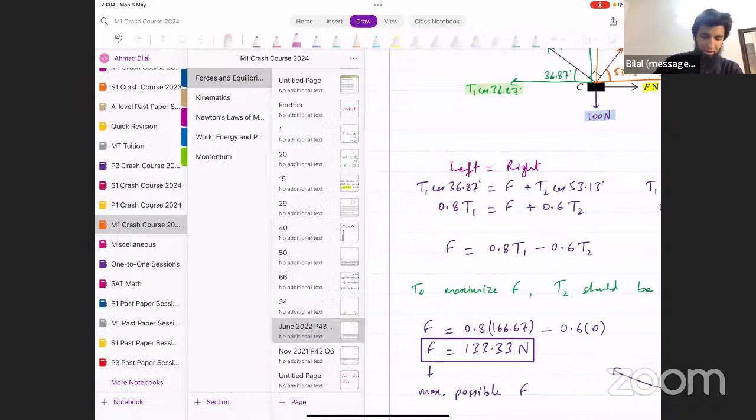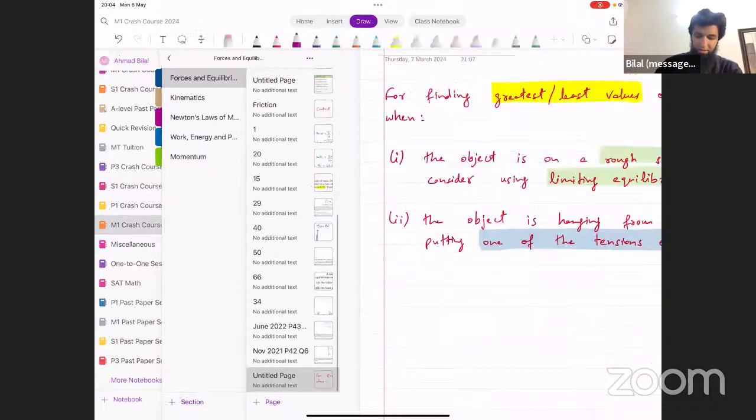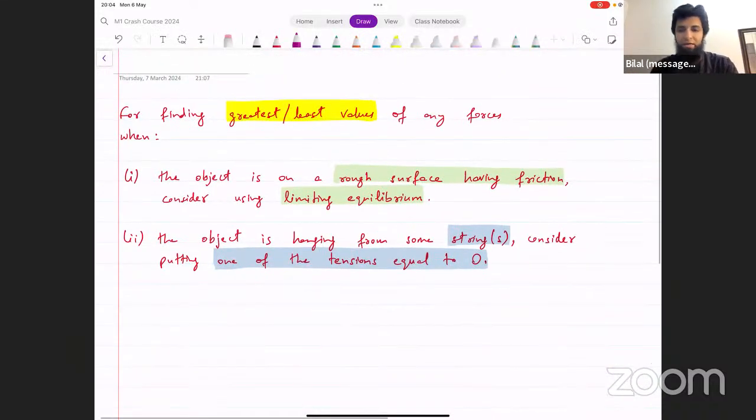So this is the summary of that discussion that we just had. This is what you have to do for finding greatest and least forces. Okay. Now, let me have a look at the next thing that you're asking about. Okay, so this we've already discussed. Question number 5. Okay, now let's have a look at this question.